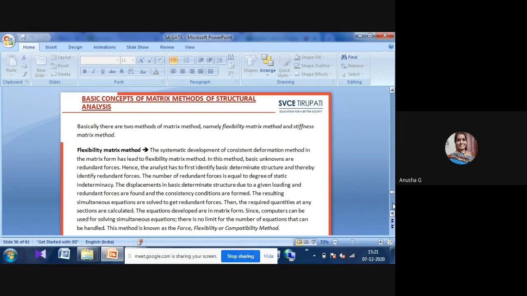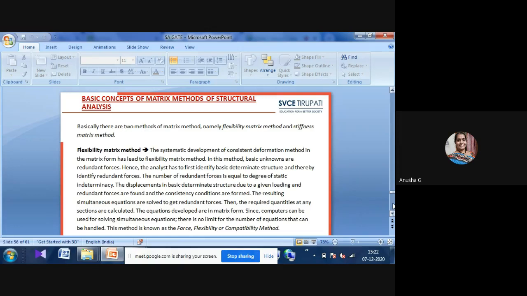Next we go for the last topic. That is the basic concepts of the matrix method. Here there are 2 methods: one is the flexibility method and the other is the stiffness method. By using the matrix method, we solve the analysis. First, we identify the basic determinate structure, and then we find some redundant forces. Then we have to check whether the number of redundant forces equals the degree of static indeterminacy or not.